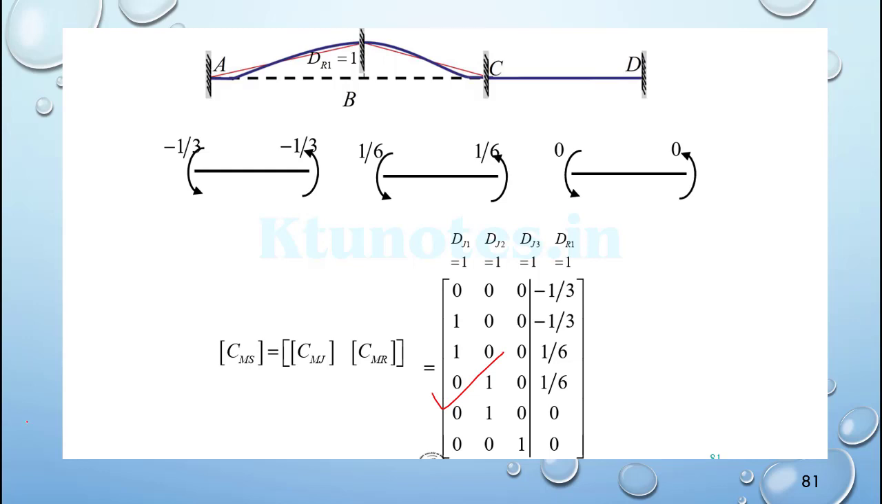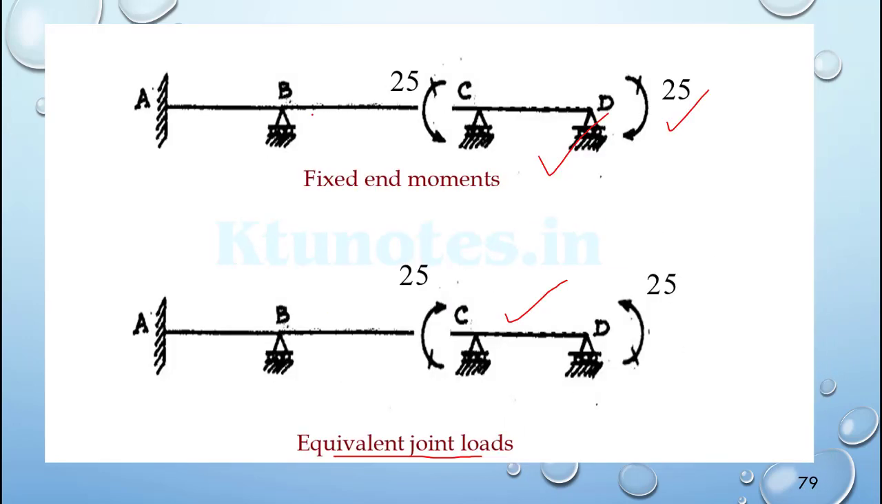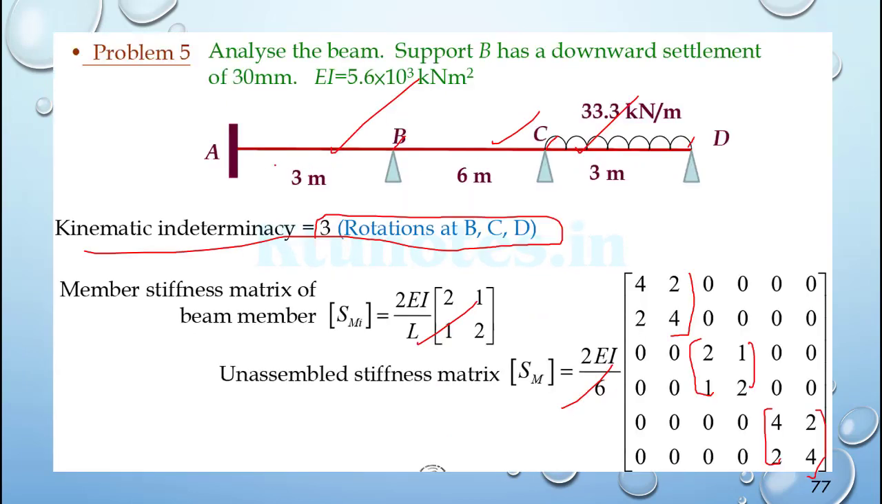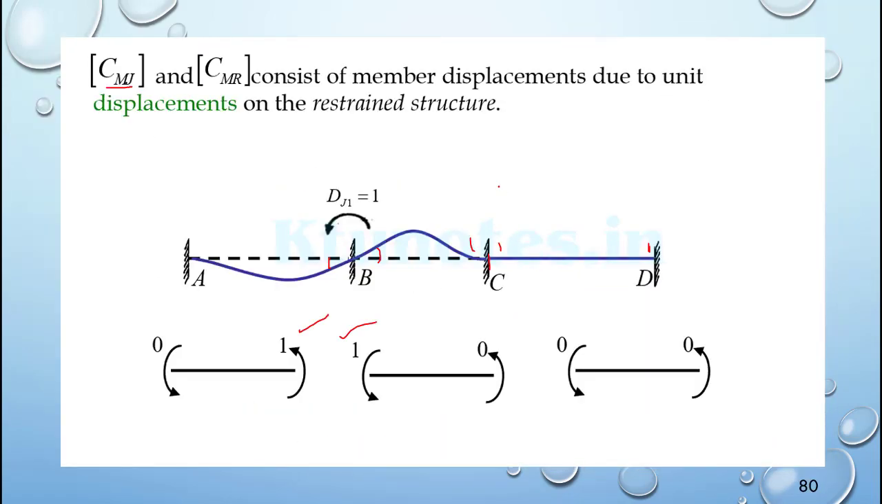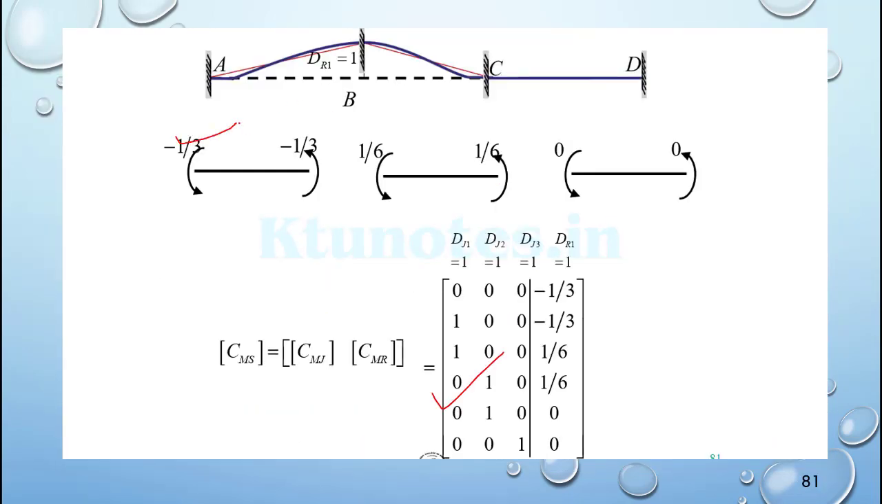And dr1 is equal to 1 by 4 because the length is actually 3 meter. For the beam AB, the length is 3 meter, and the right side is also 3 meter, so the middle span will be 6 meter. So 1 by L will be 1 by 3, minus 1 by 3, minus 1 by 3. For the middle, the length is 6 meter, so 1 by 6, 1 by 6. Here there is no transfer, 0, 0, is written here.